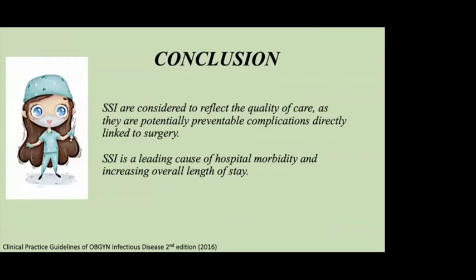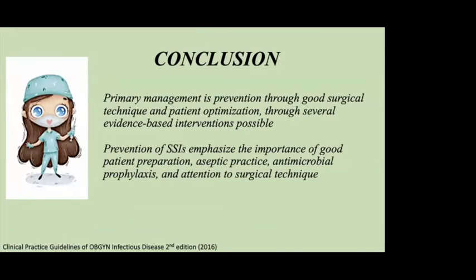Okay, so our take home for this conference is that SSIs are considered to reflect the quality of care, as they are potentially preventable complications directly linked to surgery. And SSIs remain a leading cause of hospital morbidity and increasing overall length of stay. Hence, our primary management is actually prevention through good surgical techniques and patient optimization through several evidence-based interventions, which we have discussed. So prevention of SSIs emphasizes the importance of good patient preparation, aseptic practice, antimicrobial prophylaxis, and attention to good surgical care. Thank you for listening po everyone.